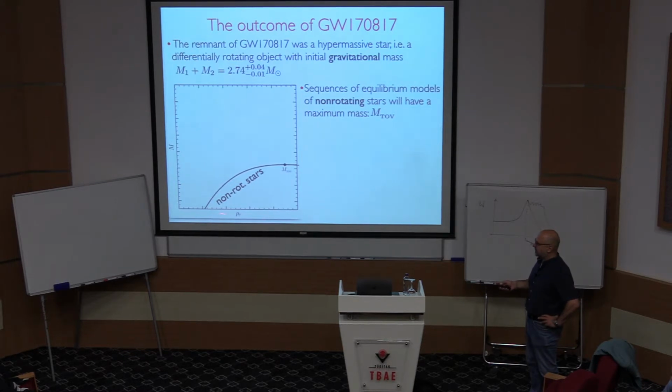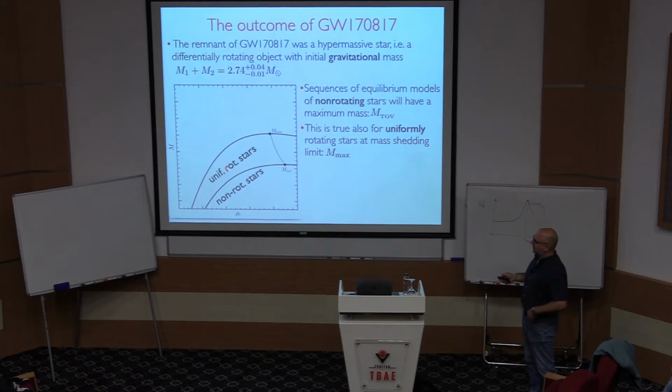Note that I haven't put any numbers on this diagram. That's because this is a very logical diagram. Any equation of state will have a different curve and different values. But you can find other solutions, and these are the uniformly rotating stars.